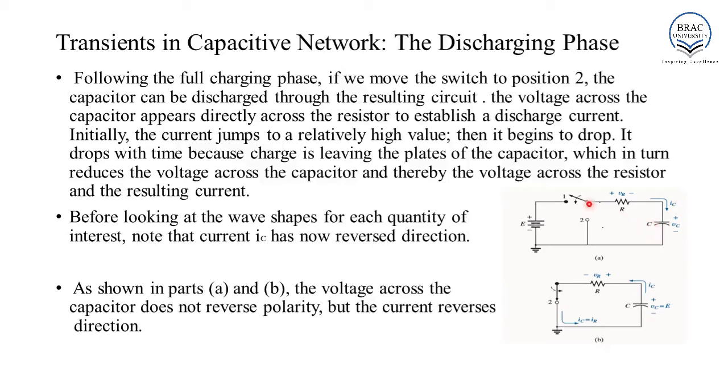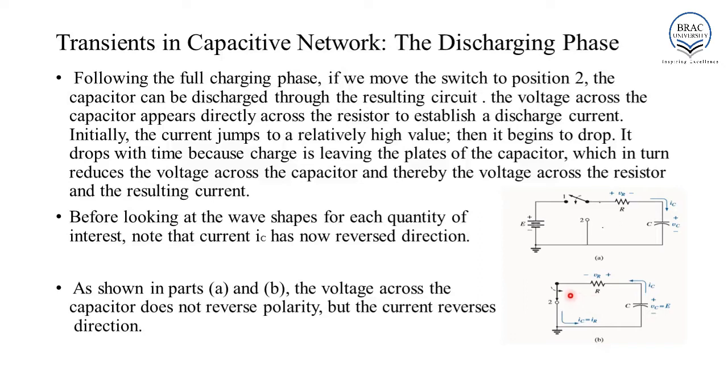So, when the switch is moved from position A to position B, that is from point 1 to point 2, the network will look like this. Now, the capacitor will act as the source for this network. That is, the capacitor will be discharged through this resulting circuit. The voltage across the capacitor appears directly across the resistor to establish a discharge current.